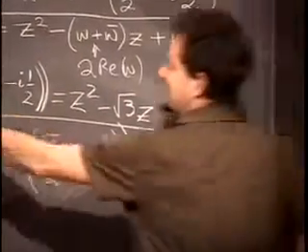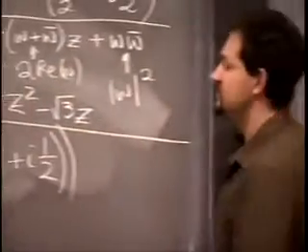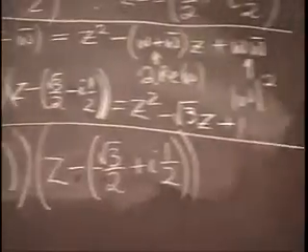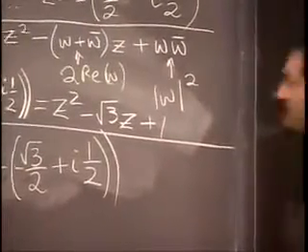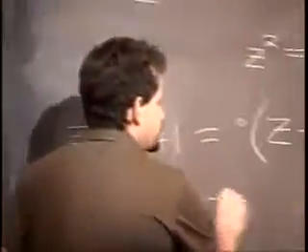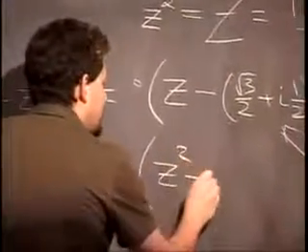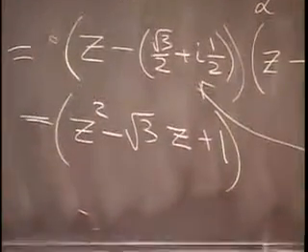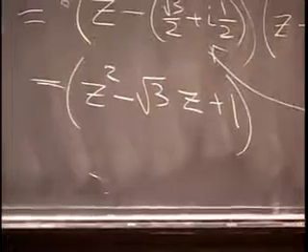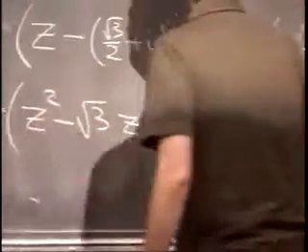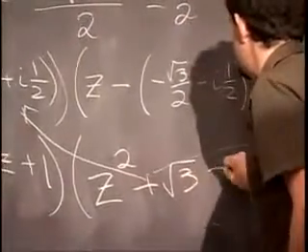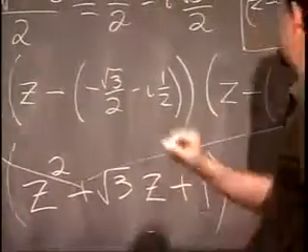And as for this times this, they're complex conjugates, so I just get this squared plus this squared, which works out to be 1. So I'm going a little quickly here, but let's just suffice it to say that if you multiply those two factors out, you get z squared minus root 3 times z plus 1. And if you multiply the other two out, I'm just going to tell you the answer because I have no time, you get z squared plus root 3 z plus 1.